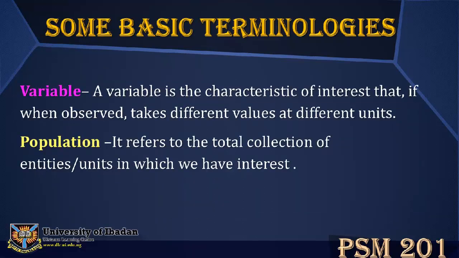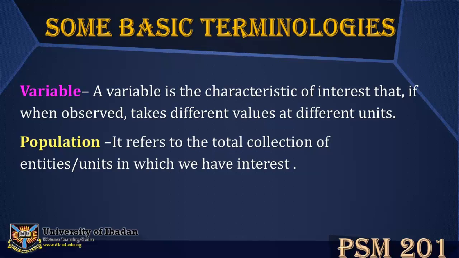obtained. 2. Variable. A variable is the characteristic of interest that, when observed, takes different values at different units. It could be described as a placeholder for a data value, just as a lamp holder is to a bulb. Items such as name, age, sex, weight, height, PCV are examples of variable. This can be qualitative or quantitative, continuous or discrete.